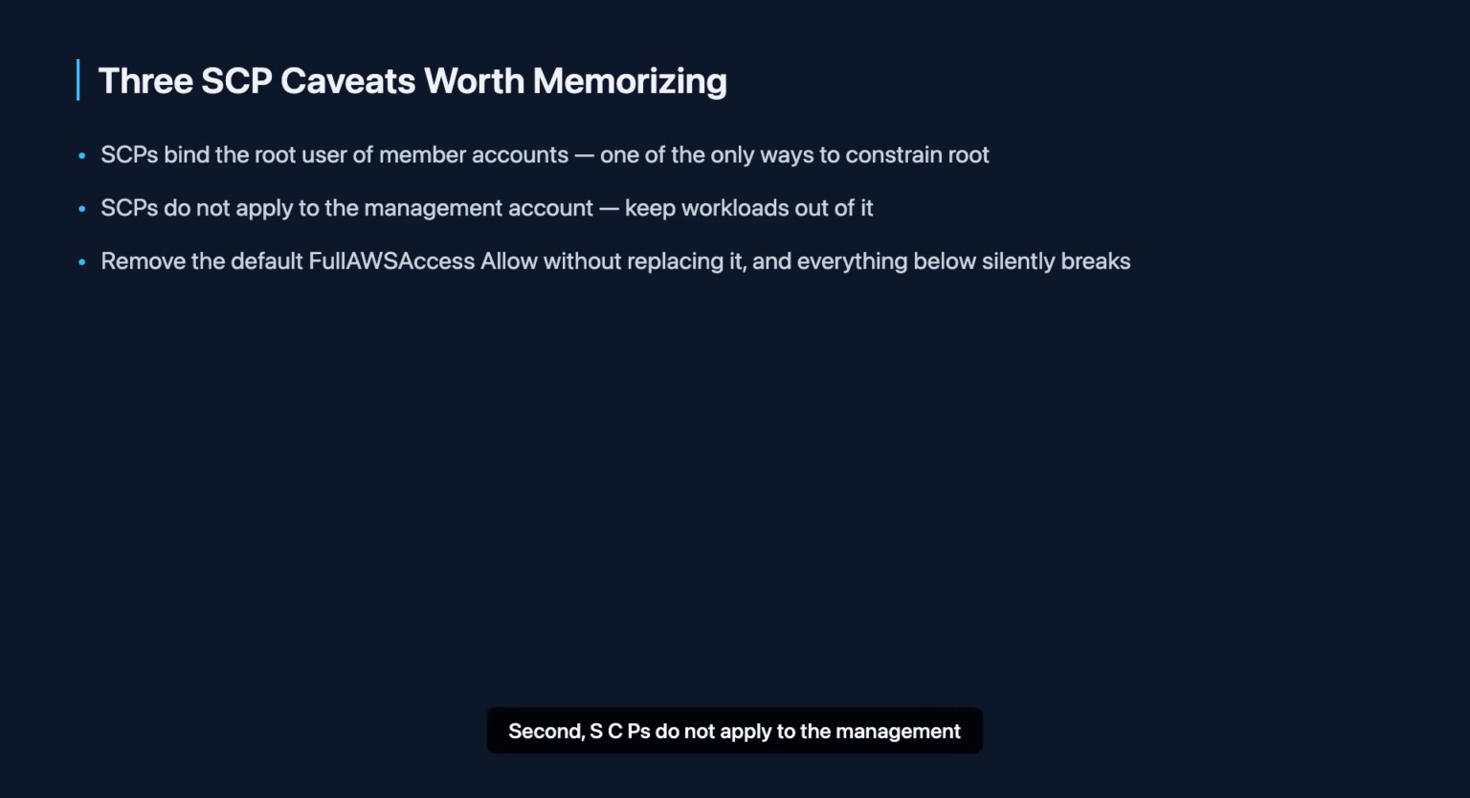Second, SCPs do not apply to the management account. That's why best practice is to keep the management account billing only, with no real workloads in it. Anything you run there has no guardrails. Third, Amazon Web Services attaches a default policy called Full Amazon Web Services Access at the root. Remove it without putting an explicit allow in its place and you've just silently blocked every action in every account below, because SCP evaluation is deny by default.